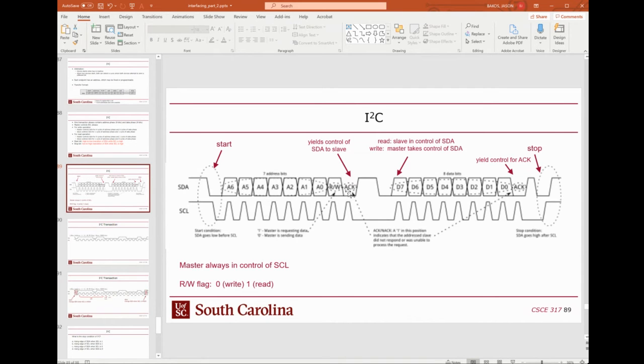Okay, now if you're doing a write operation, that means the master needs to get control again of the data so it can send the data. Because whenever you write, you have to send an address and data, right? If you do a read, you send the address and you get back the data. So if I'm doing a write, the slave wrangles control of SDA for the acknowledgement of the address, then the master wrangles control for the data, and then the slave wrangles control again for the acknowledgement of the data, right? So there's three changes of control of the SDA.